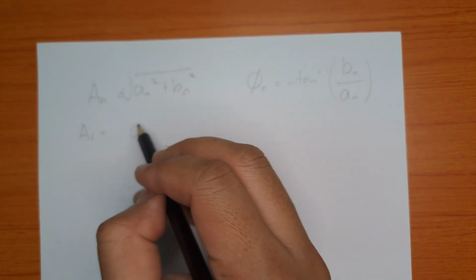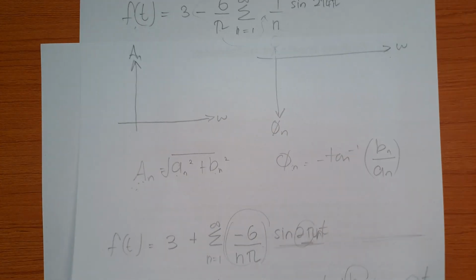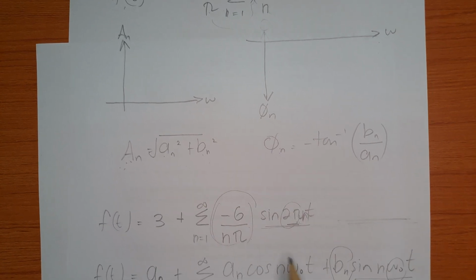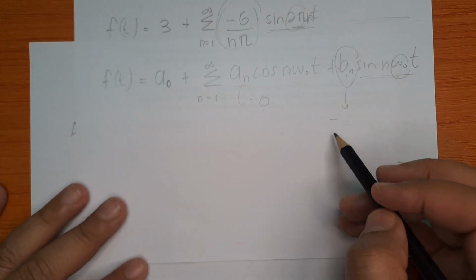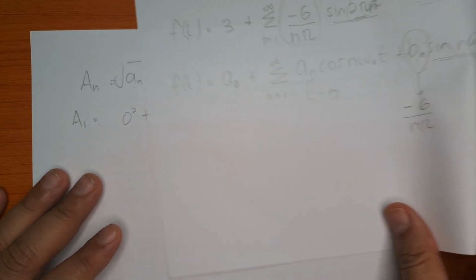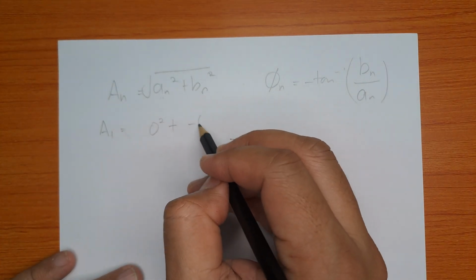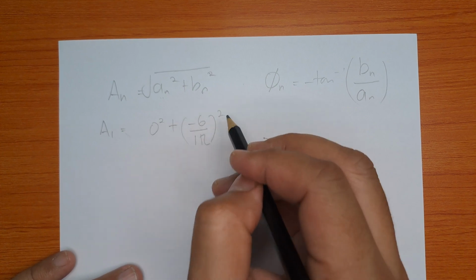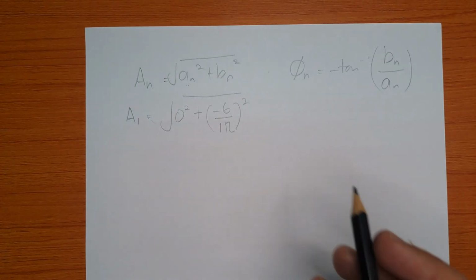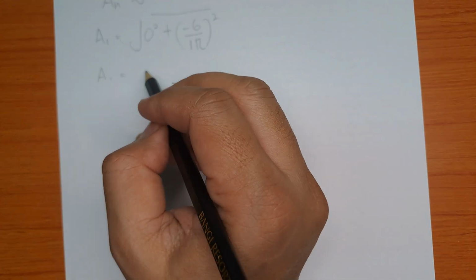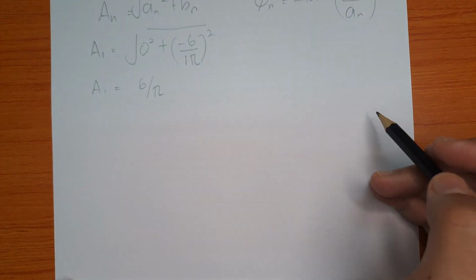So what about bn? bn here is negative 6 over n pi, negative 6 over 1 pi, right? So we get that A1 is 6 over pi.